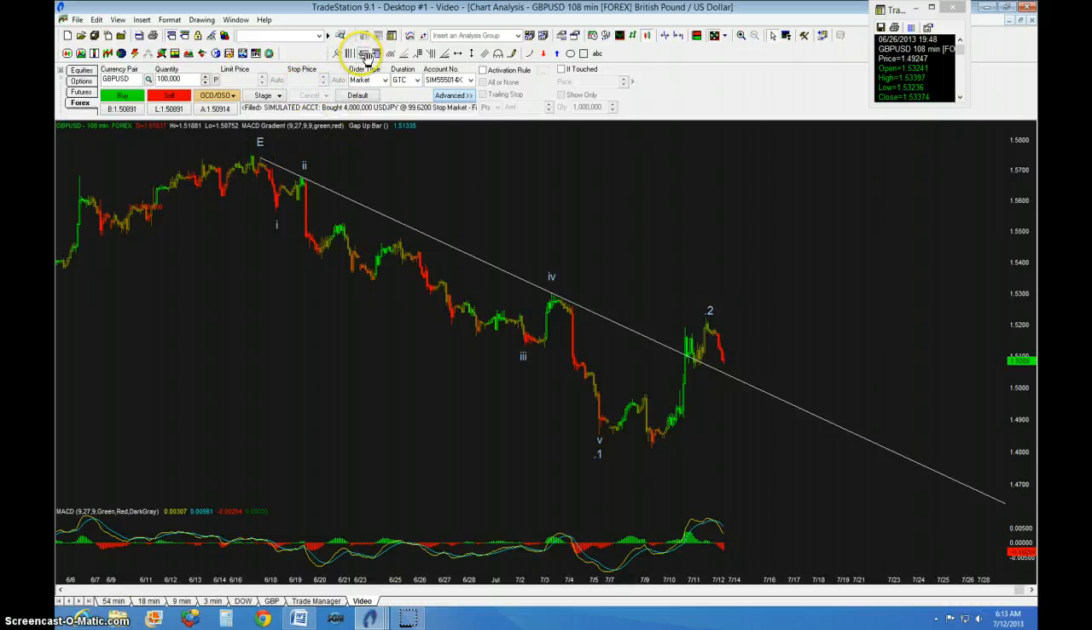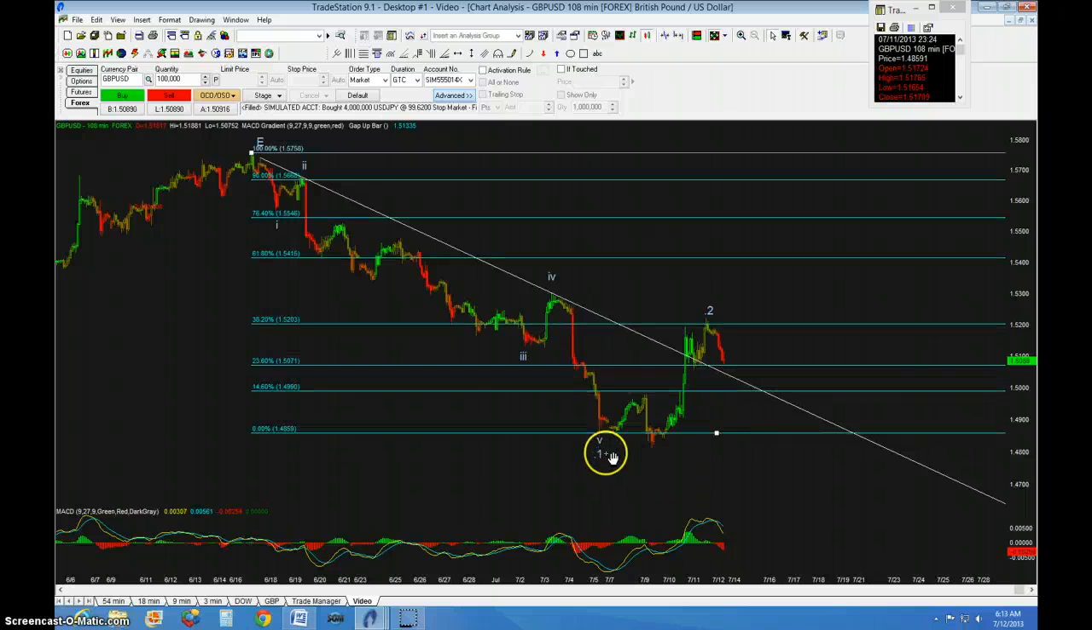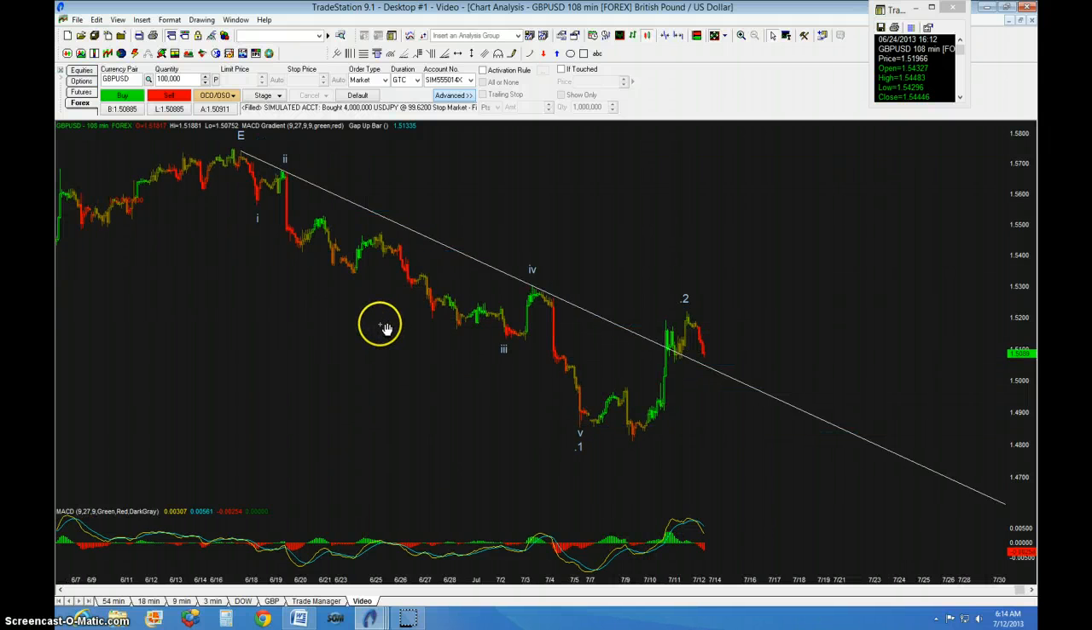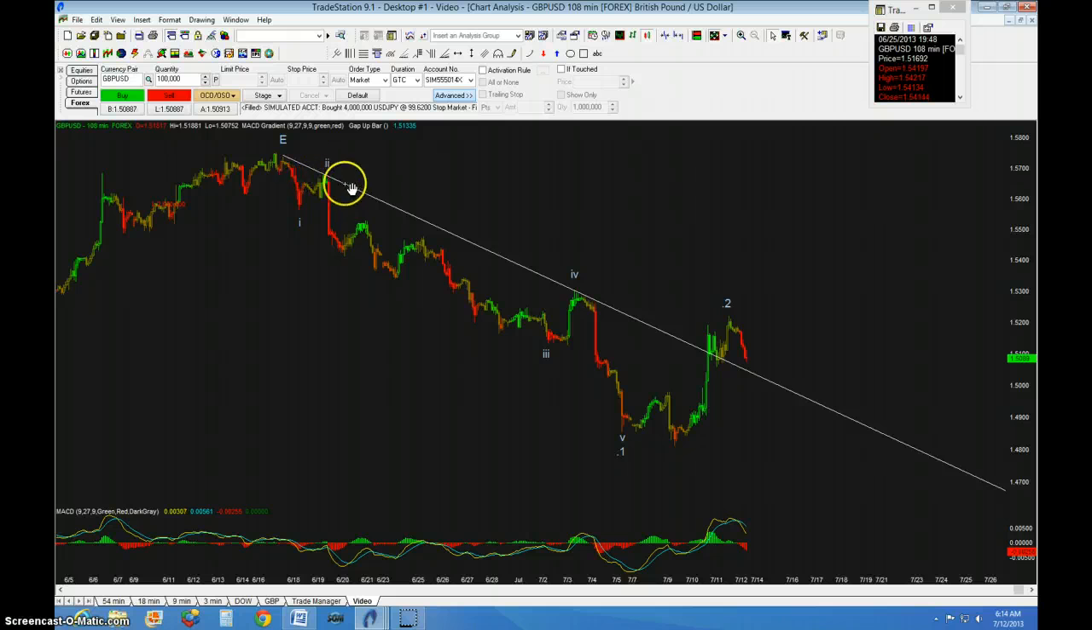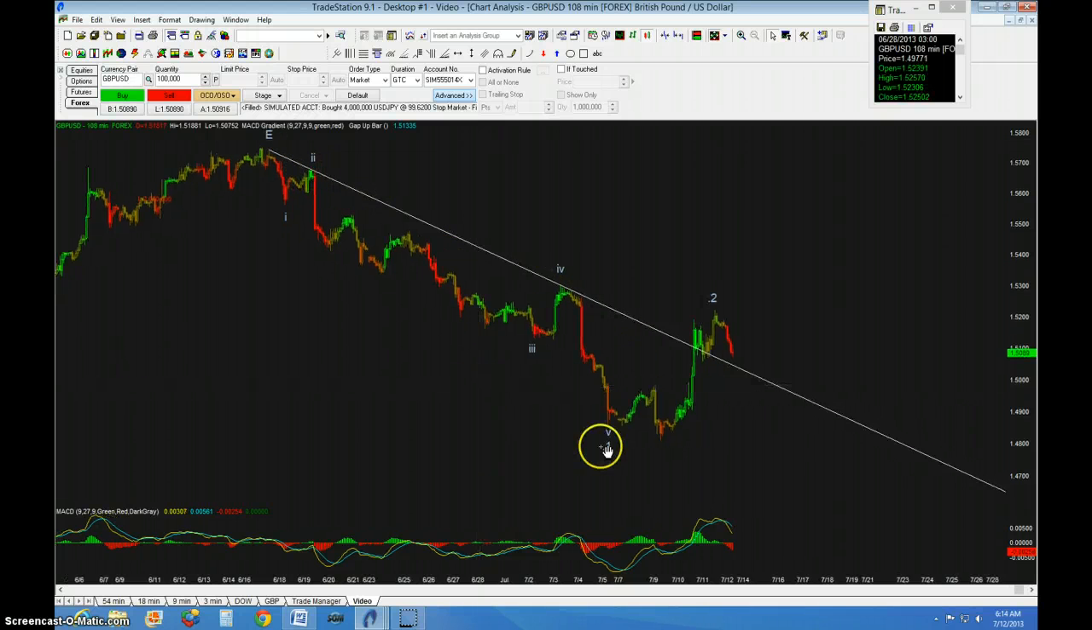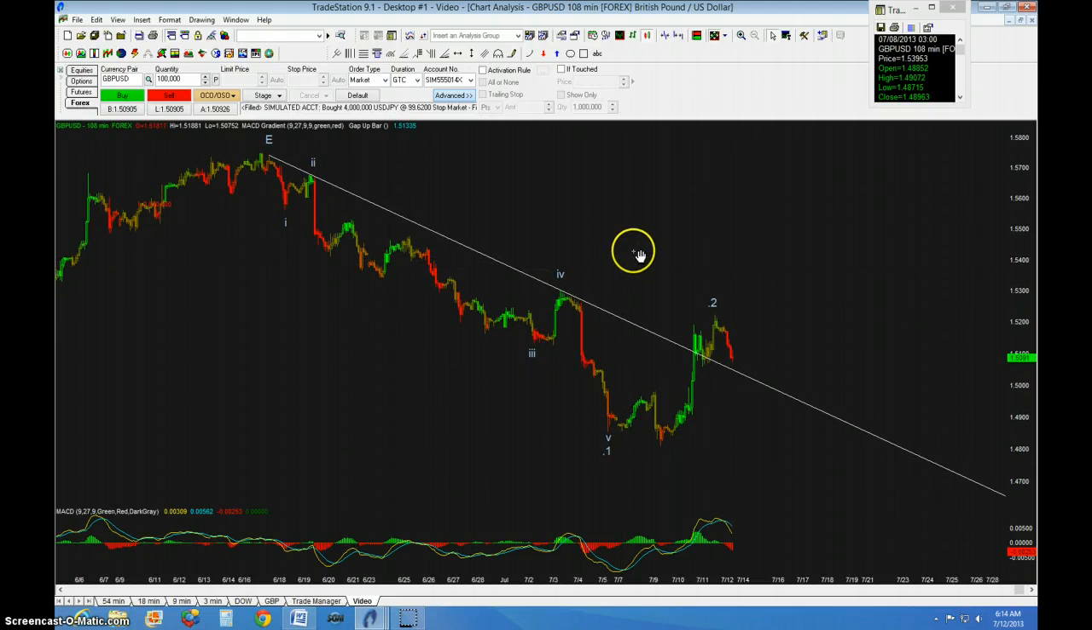And for the retrace, if this is a second wave expanded flat with this point being the A terminus, B terminus, and C terminus, you can see that it's almost a perfect textbook 38.2, and it came back to the internal fourth of the previous third. In addition to that, when I lay a trend line across the tops of 2 and 4, the retrace breaks that trend line.